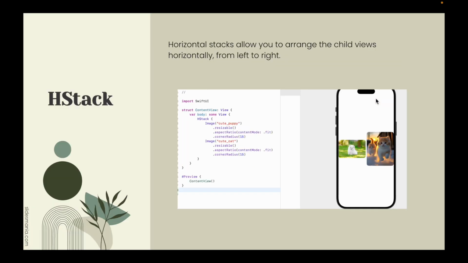And then let's look at H stacks. So horizontal stacks allow you to arrange the child views horizontally from left to right. If you see in this example, we used an H stack, and the content in it is the exact same as the V stack, except using an H stack, it arranges it side by side.